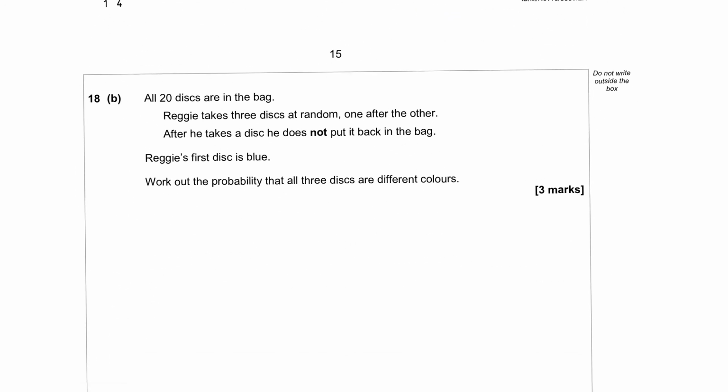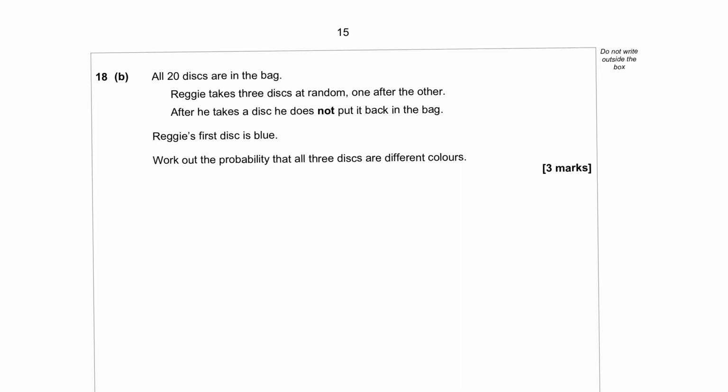Then if we look at part B, it says all 20 discs are in the bag. So it says Reggie takes 3 discs at random, one after the other.